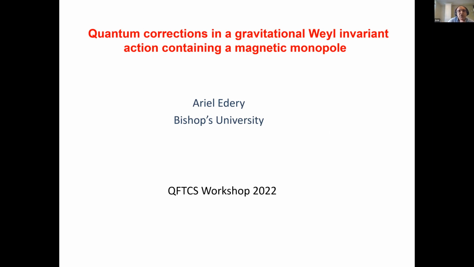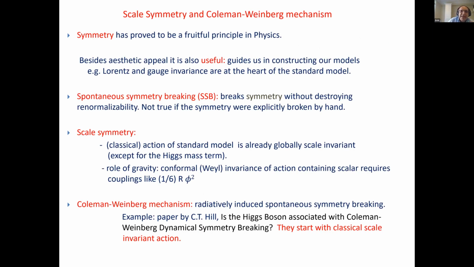Okay. First, I'm just going to mention some basic things here that I think many of you would know. So symmetry itself, why do you want to put symmetry in physics? First, I think there's an aesthetic appeal, but of course, it's also very useful. It guides us in constructing our models. And of course, Lorentz and gauge invariance are at the heart of the standard model.